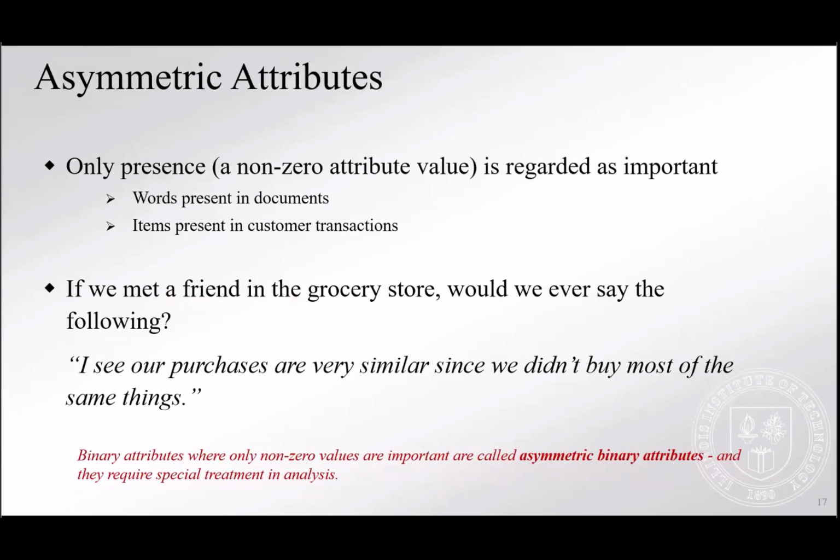Now let's explore a special type of attribute called asymmetric attributes. The key idea with asymmetric attributes is that only presence, a non-zero attribute value, is regarded as important. Absence or zero values carry no meaningful information. Let me switch to the tablet so we can talk about an example here.